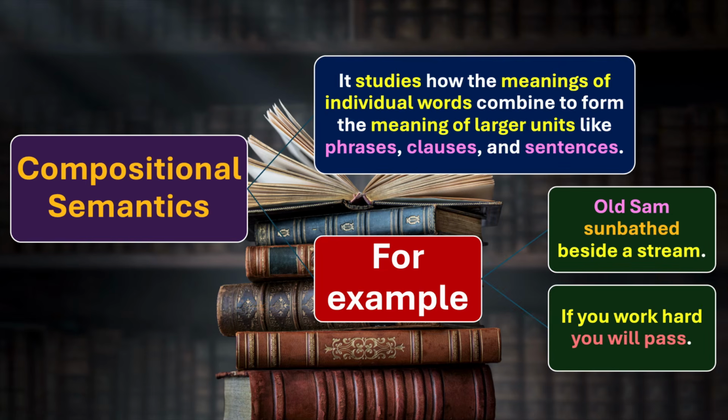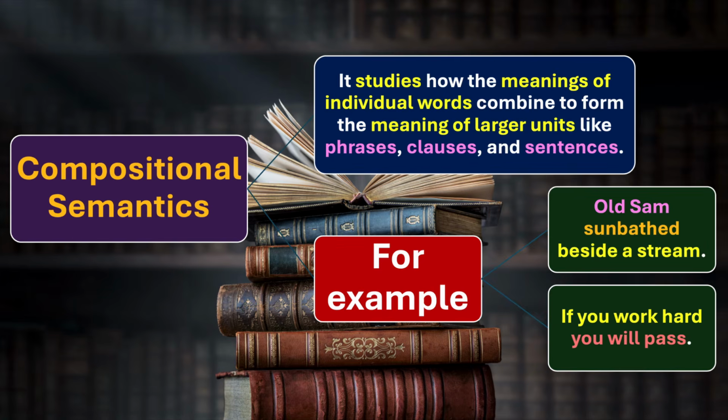Take another example. If you work hard, you will pass. In this example, we have a larger constituent, clause. We have one dependent clause and another independent clause. And together we make a sentence. So compositional semantics is all about studying the meaning of individual words which combine into phrases, phrases combine into clauses, and then clauses help us form a sentence.